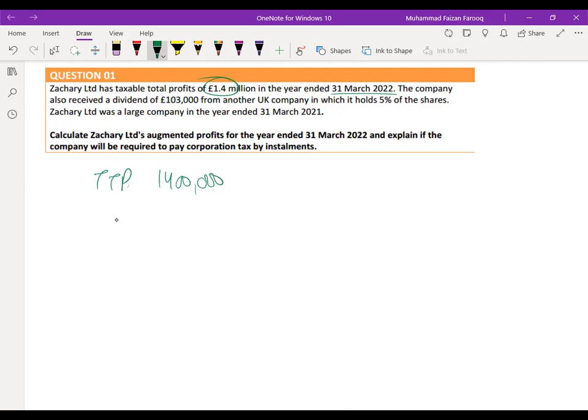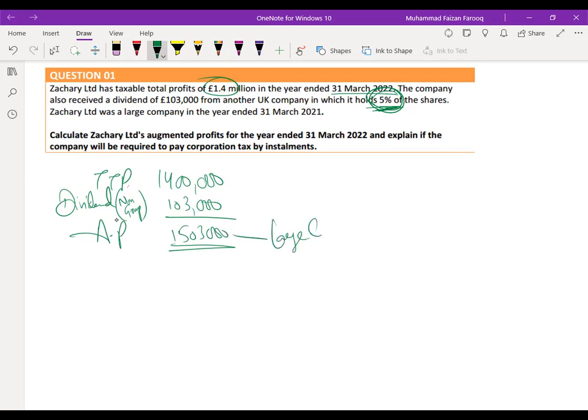Dividend, is it from a group of companies or not? In order to be a group of companies, the percentage is 75, right or wrong? So is it 75 or less than 75? Less than 75, so it's a non-group company. It's a non-group company's dividend. We are going to add it. The AP will be how much? 1,503,000.